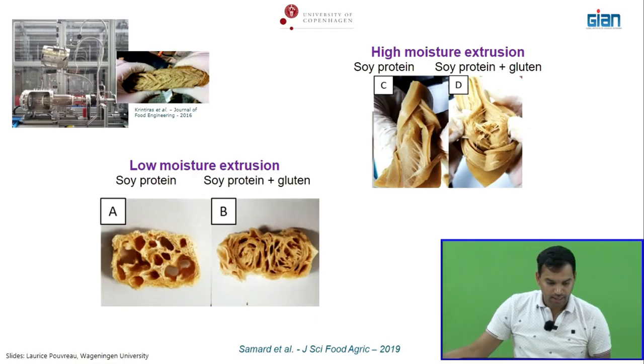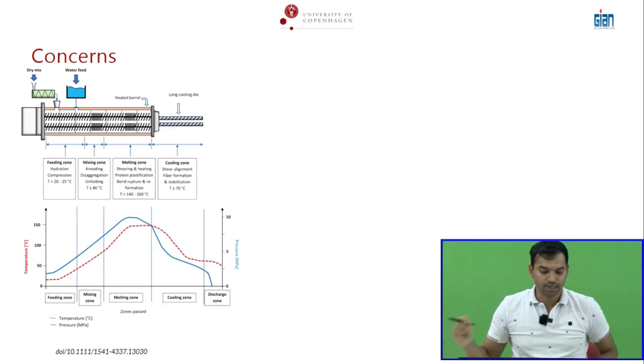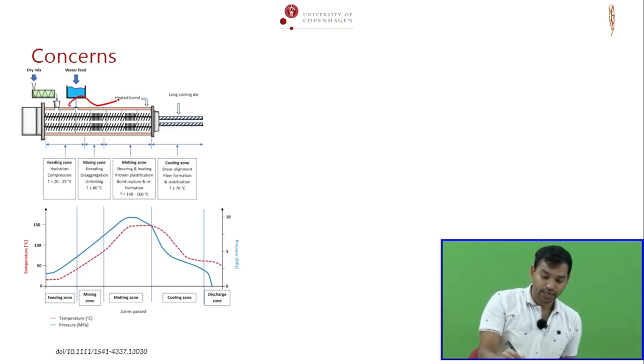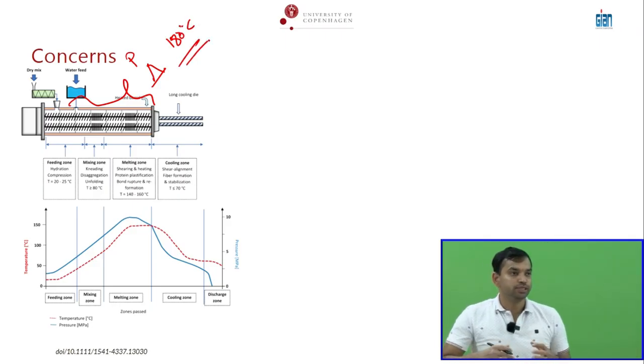Okay. Now I will show you a little bit about some concerns. One of the biggest things we have to remember here is that extrusion happens at high shear pressure or force, whatever it is, and the temperature, the heating can go up to 180 degrees Celsius, right? It's good. It's good for cooking.